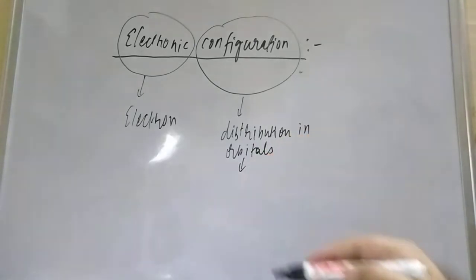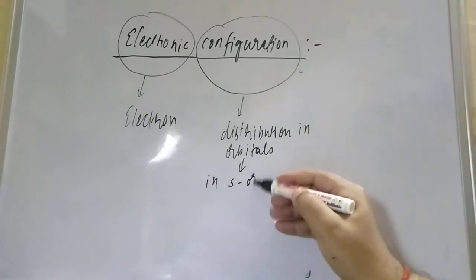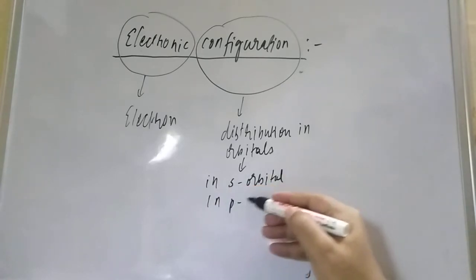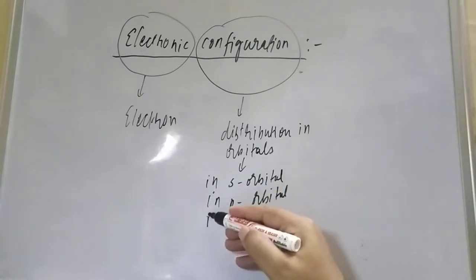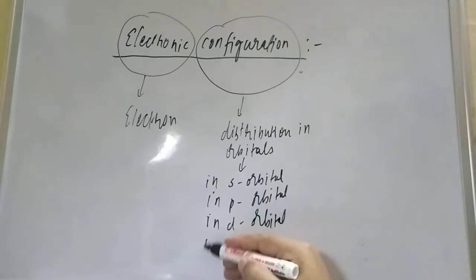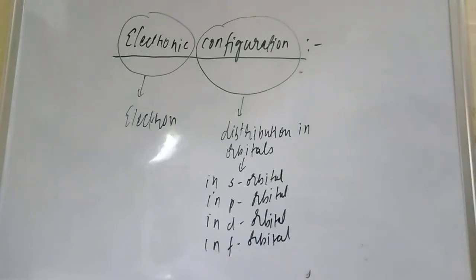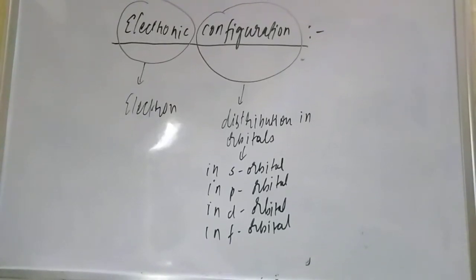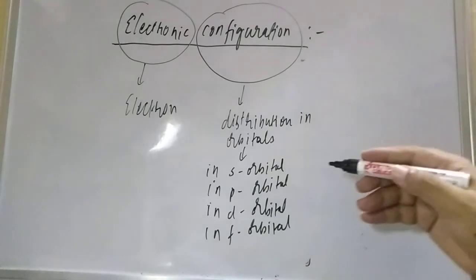Of which orbitals, student? In the s orbital, secondly in the p orbital, next in the d orbital, and one more orbital is there, the f orbital. So these are the orbitals, and we will have to study the distribution of electrons in all four orbitals. First of all, you should know how many maximum electrons are possible.